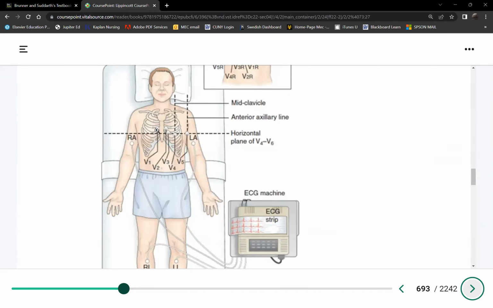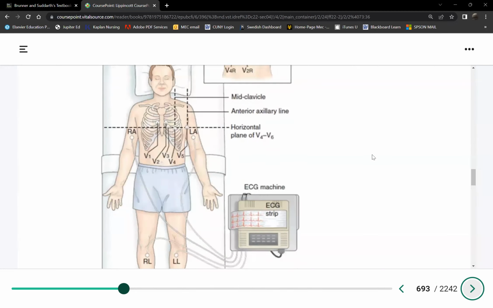So V1, V2 will be on the second intercostal, left and right sternal borders. And then your 4, 5, 6 will be third, and fourth, and then all the way to mid-clavicular and mid-axillary. Okay, so you put them here, here, here, here, and here. All right.